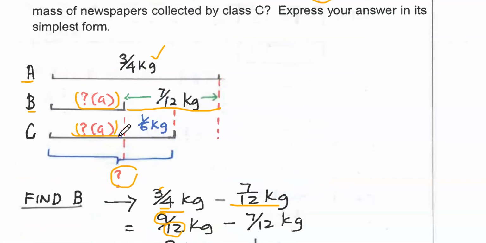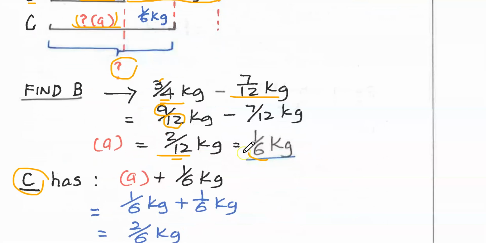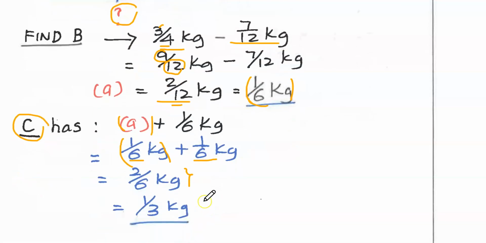C is this A which you have found. A is 1/6 of a kilogram. So 1/6 of a kilogram is A, and this 1/6 happens to be here, and the difference between B and C, which C has 1/6 more, can you see 1/6 more? If you add these two up together, it's actually 1/6 and 1/6. Answer is 2/6. Change it to simplest term, 1/3 of a kilogram.